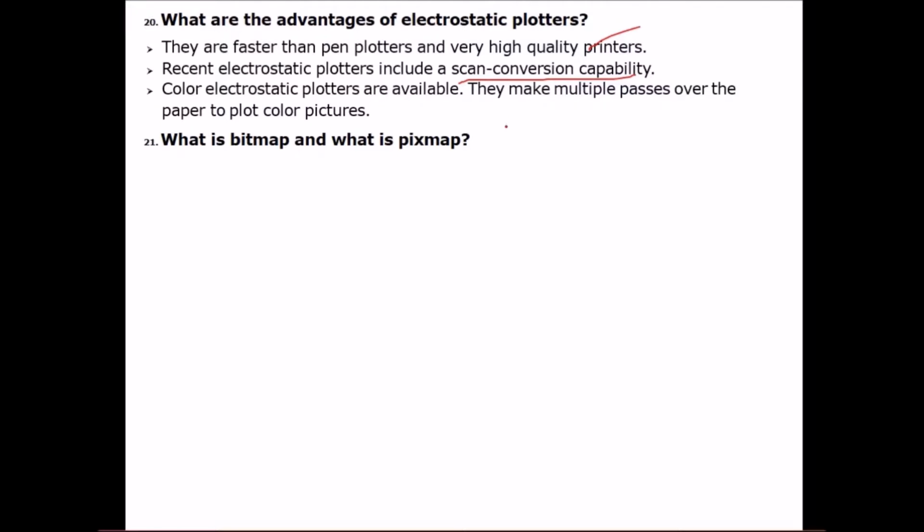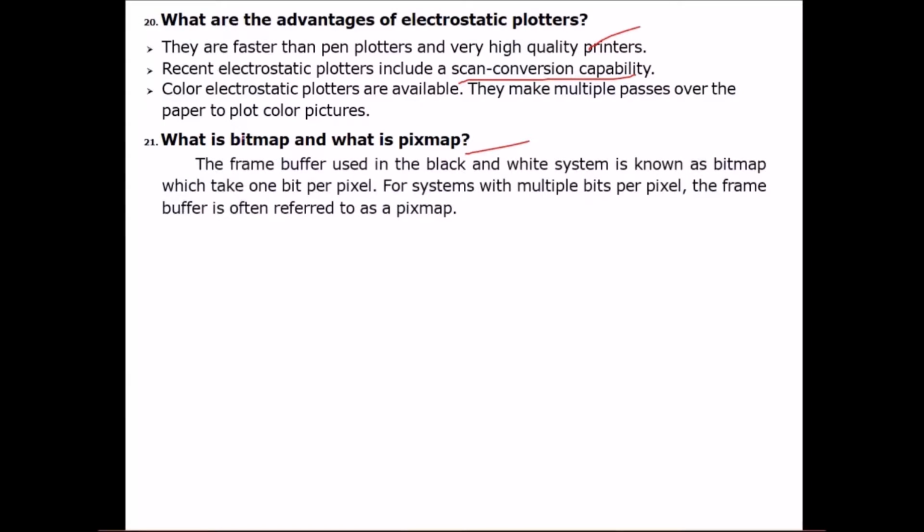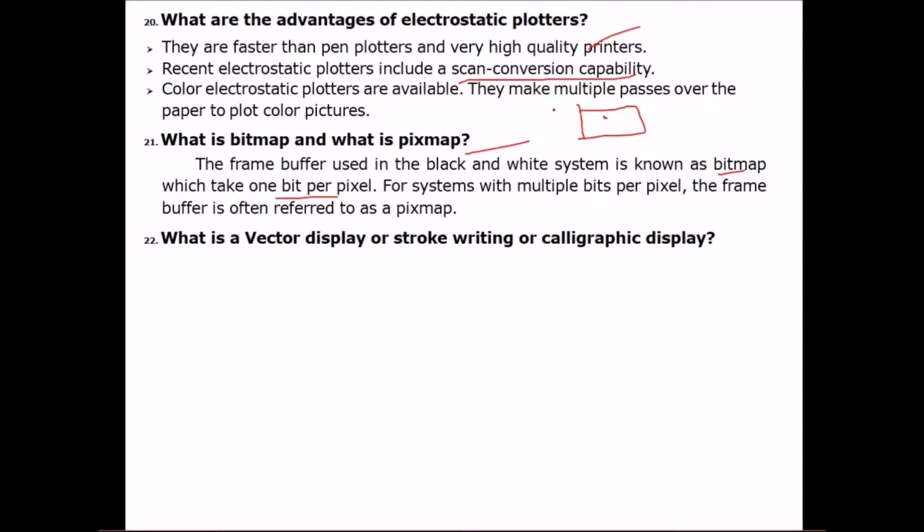What is bitmap and what is pixmap? The frame buffer used in a black and white system is known as a bitmap, which takes 1 bit per pixel. The memory area where the data is stored to be shown is known as the frame buffer. If it is for a black and white system, it only contains 1 bit per pixel, meaning black or white, and then it is known as a bitmap. And for a system with multiple bits per pixel, meaning for color, an RGB image, the frame buffer is often referred to as the pixmap.